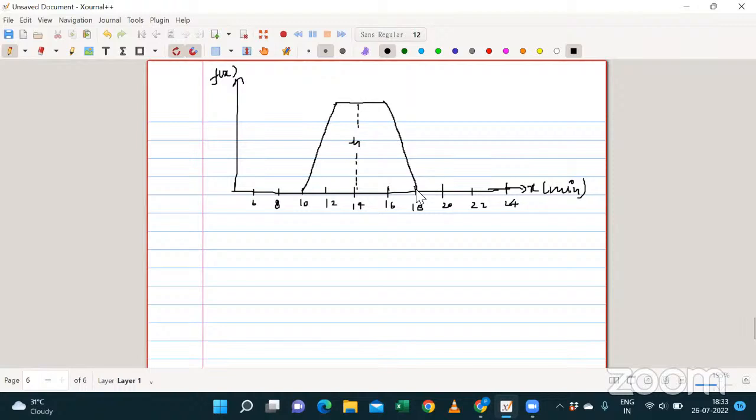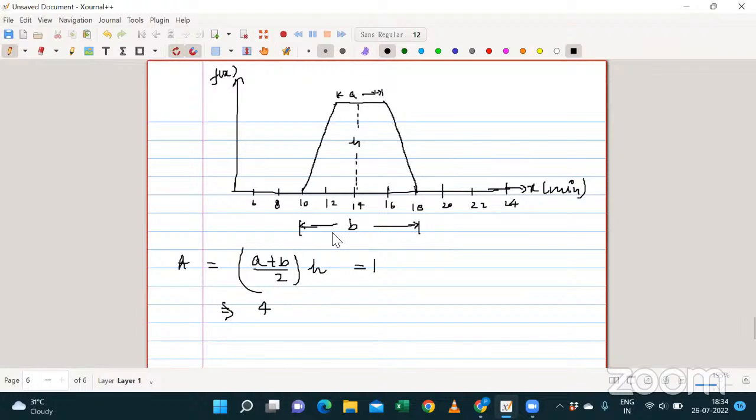So this is something like a trapezium. Let's take this as A, and this whole thing as B. The area of a trapezium is A plus B divided by 2 into H, right? This is the formula. Now I have to put it equal to 1 for finding the value of H.